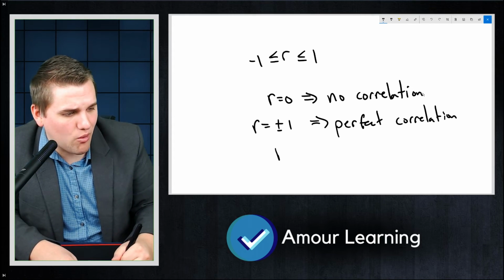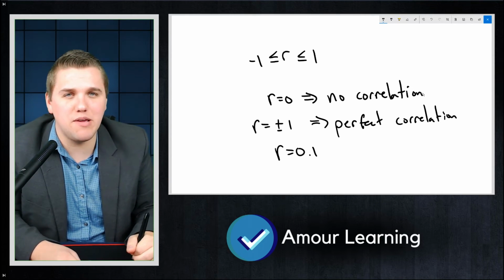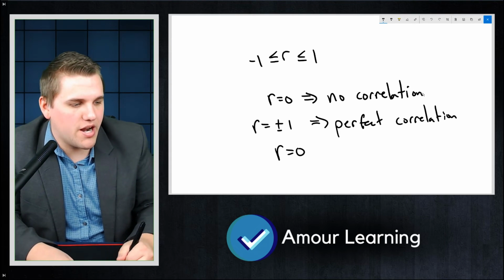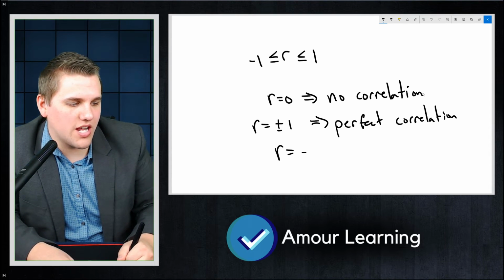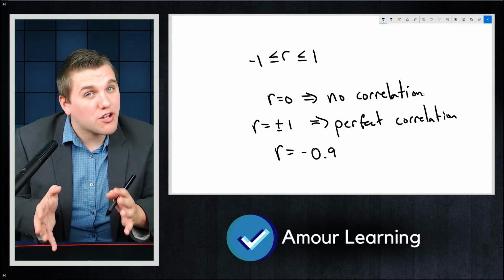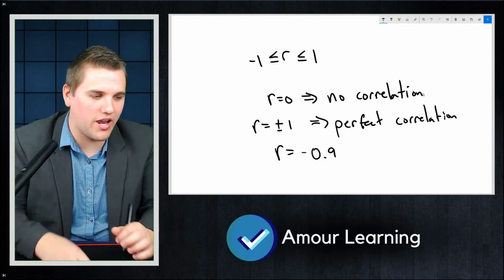So for example, r equals 0.1 would be not so correlated because that number is very close to 0. But a number like r equals -0.9, that's pretty correlated. It's not perfectly correlated, but it's pretty correlated.